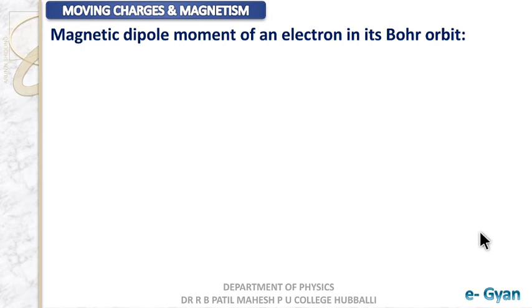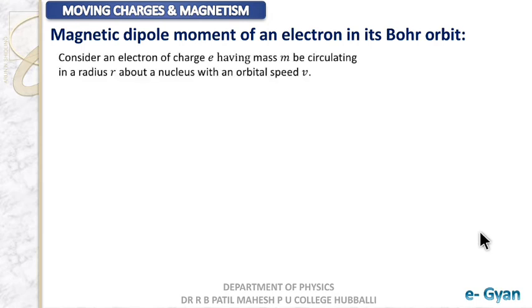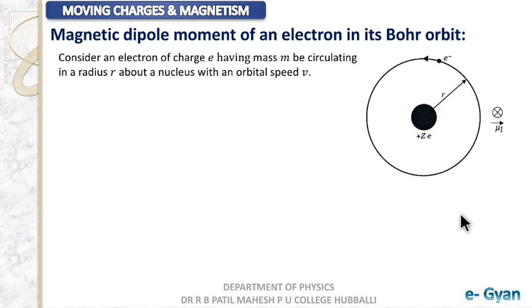What we are exactly trying to do is take an electron having mass m revolving around the nucleus at a radius of r from the center of the nucleus with a speed of v. As you can see here, this is the nucleus and the electron is revolving around the nucleus at a distance of r, right? We know that if a charge is moving, then we have current. So that's why we get a current here because of the motion of the electron.